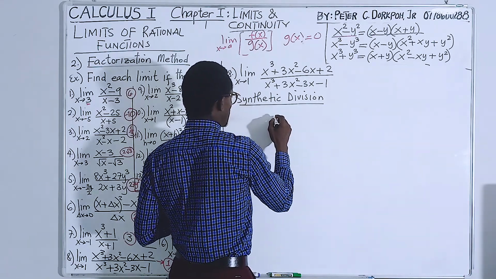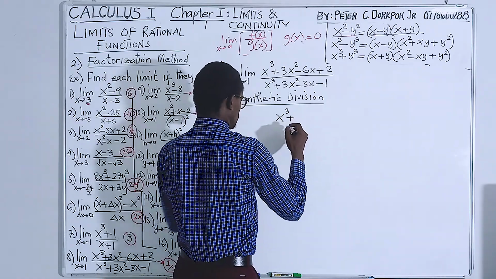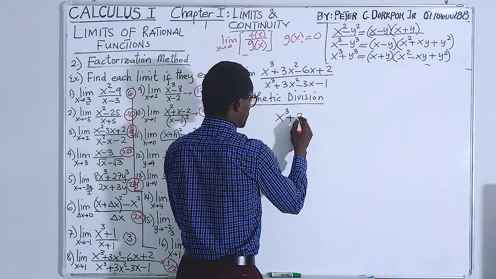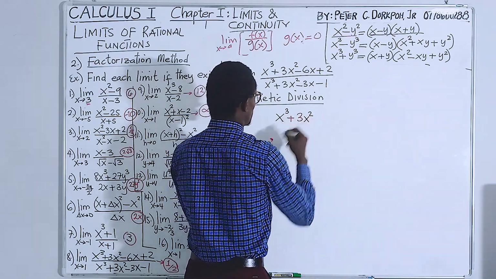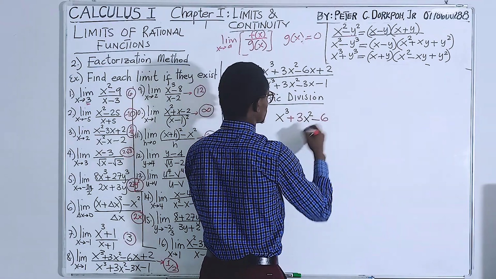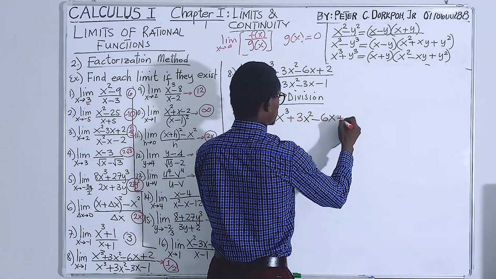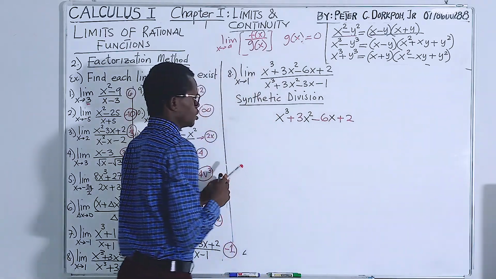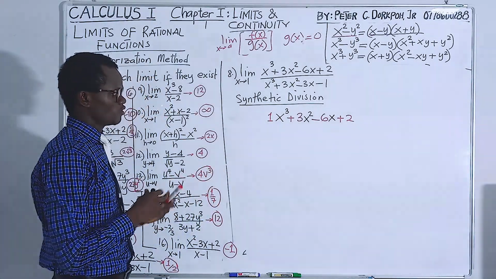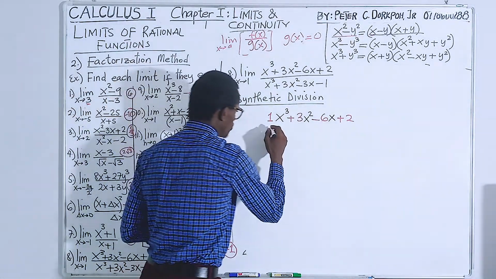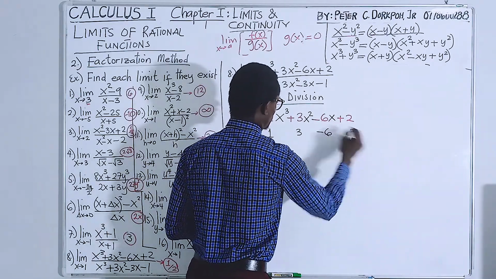So we have x cubed plus 3x squared minus 6x plus 2. So all of those written in red are all the coefficients. So we want to write the coefficients down, right? We have 1, we have 3, we have minus 6, and we have 2.